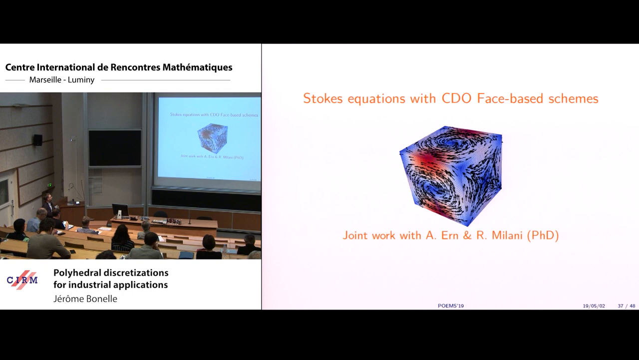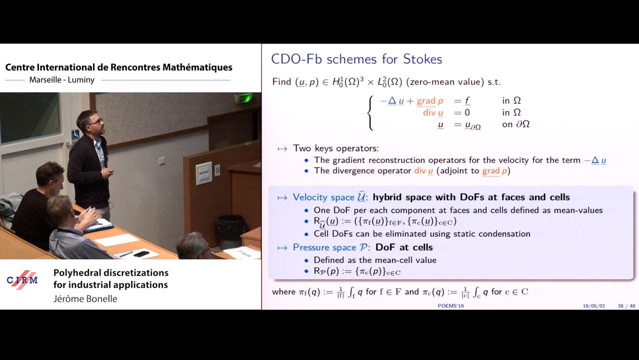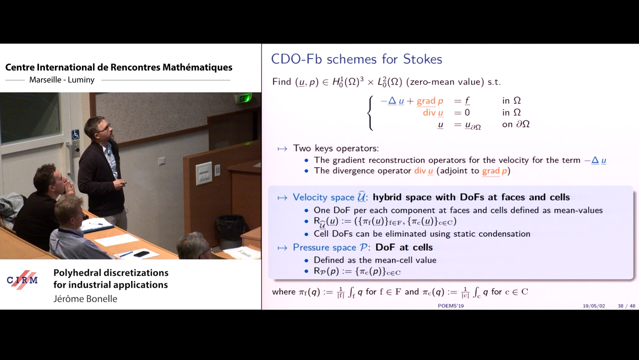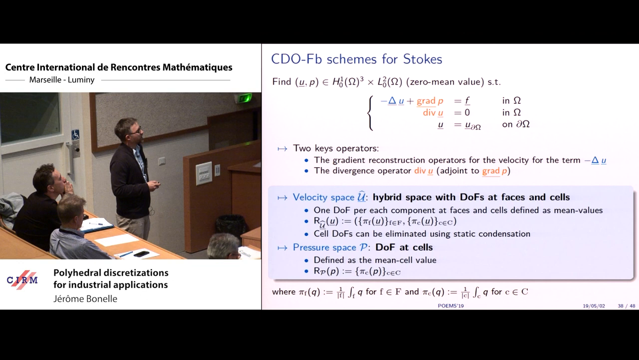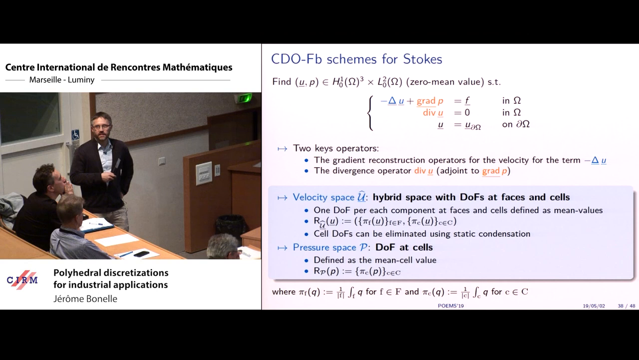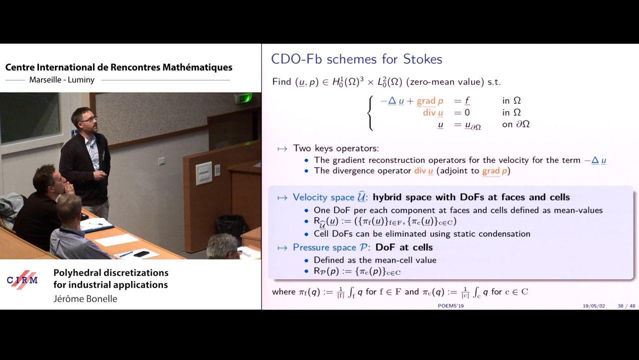The starting point is this equation. In this case, the two key operators are the gradient reconstruction operator to discretize this term and a divergence operator for this one. And this one is the adjoint of this one. The velocity space is defined as a hybrid space with the degrees of freedom at faces and cells. There are as many degrees of freedom as components, either at faces or at cells. And for the pressure, it's only one degree of freedom in each cell.